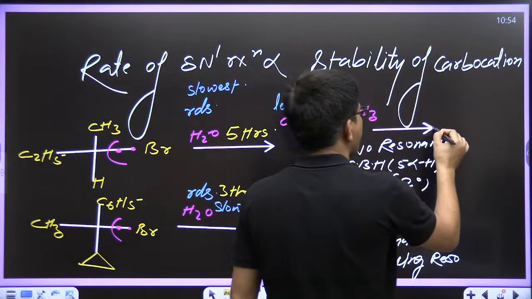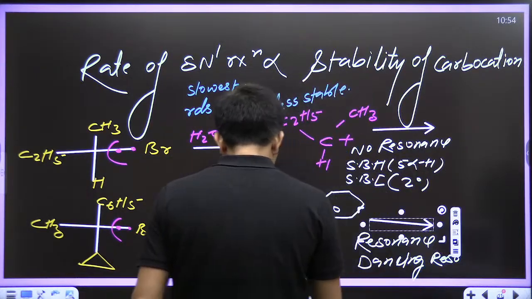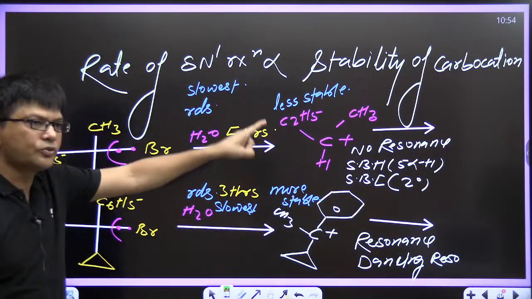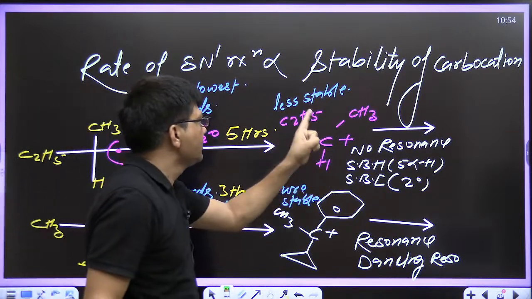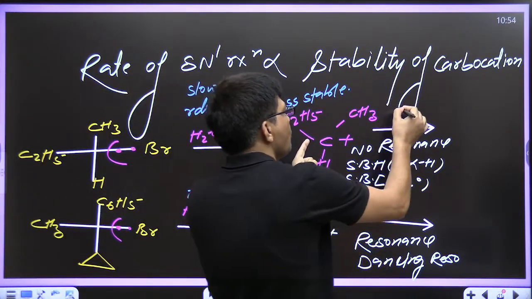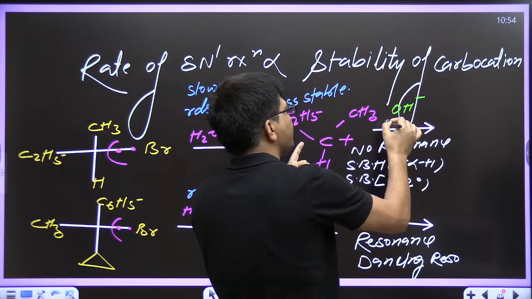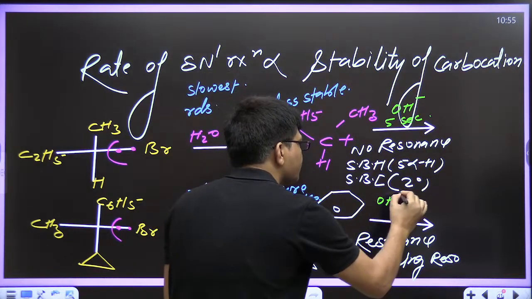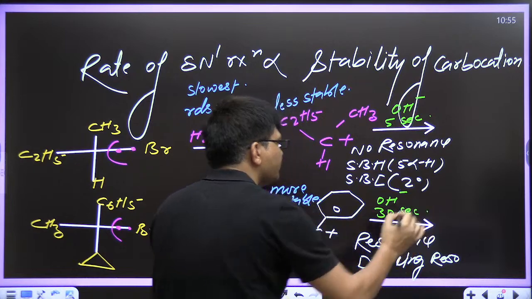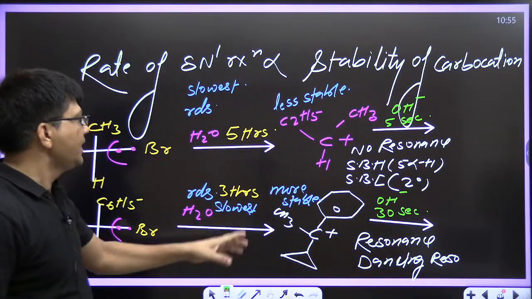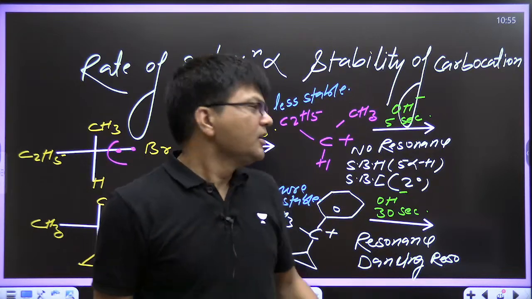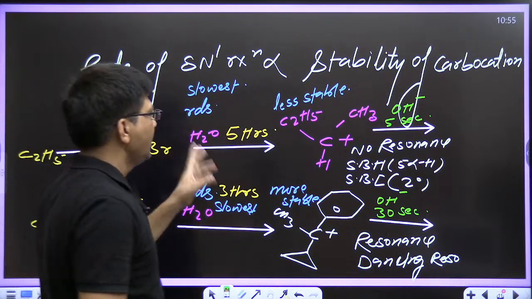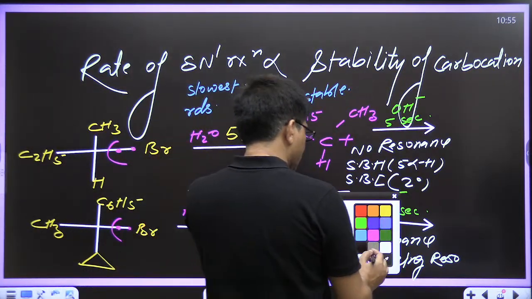Now see, the second step is the fast step. The OH negative will attack. Now you can see very clearly on which carbocation OH is going to attack more easily. This is less stable, more reactive. So OH negative will attack, let us suppose here, in 5 seconds. And here the OH negative is taking, let us suppose, 30 seconds more time, because this is more stable. So this is the main question. Maximum time kids are thinking that this is more reactive, then why is this not going to have the more rate?